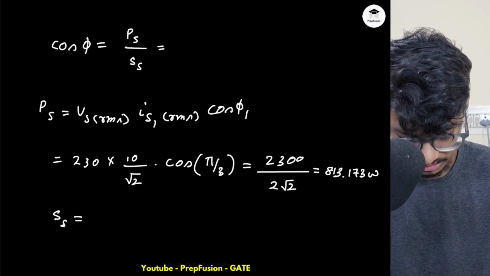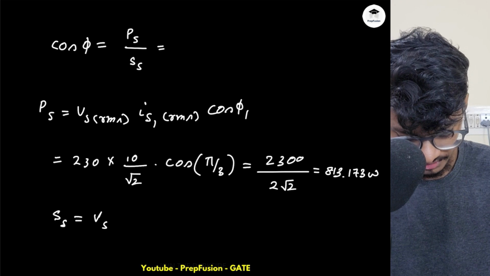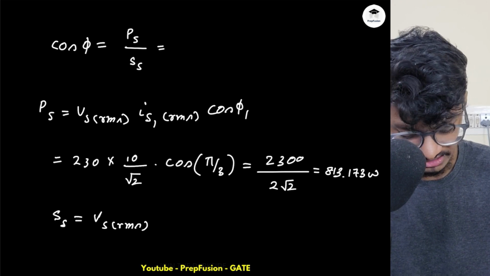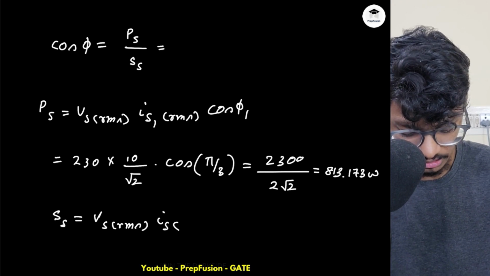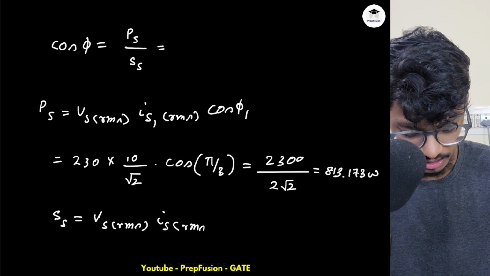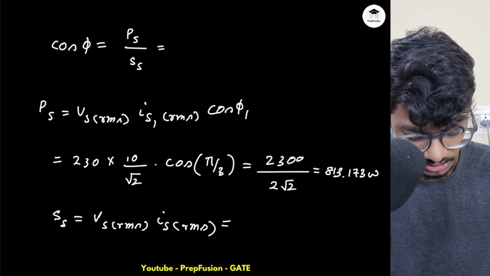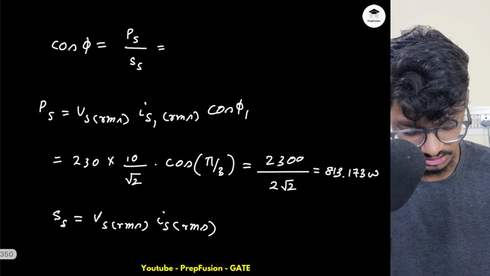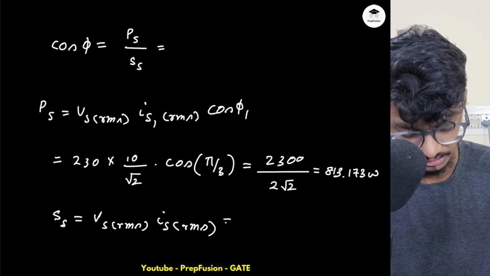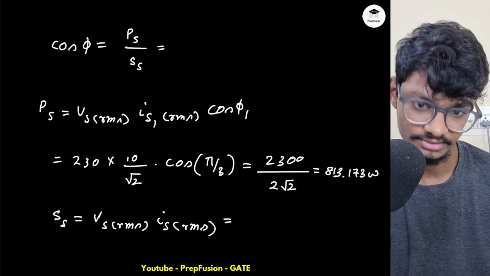What is my S? Apparent power. It is basically VS RMS into IS RMS. All this I have explained in my complex power chapter, so you have to go through that if you are not able to grasp this. I won't go over this. Whatever is new, I will explain, but whatever I've already taught, I won't explain.